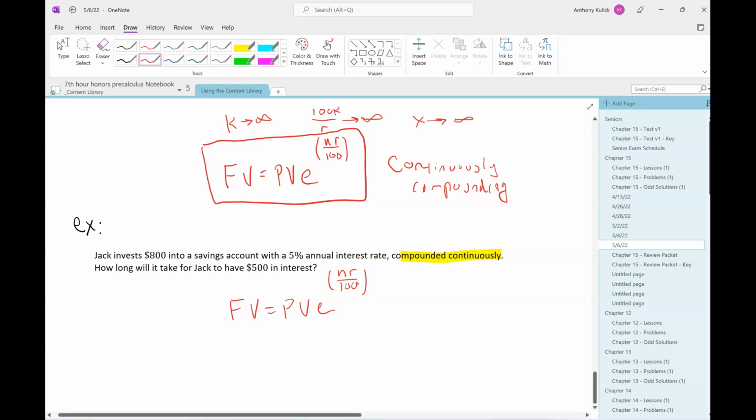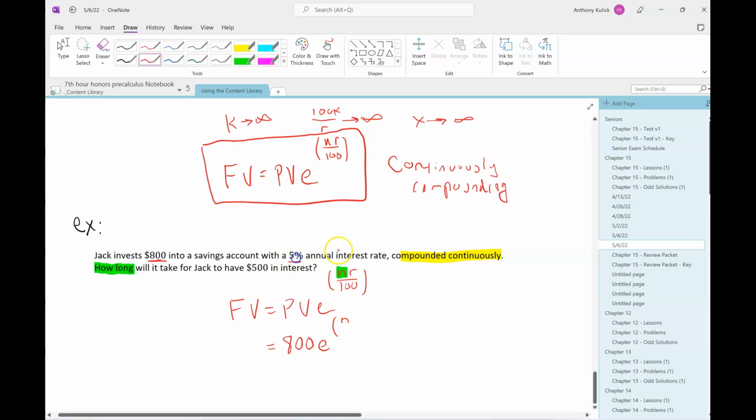Okay. And then which of these parameters am I going to be interested in solving for? What was the question asking me to solve for? How long? So n, yes, very good. So that's what we're going to be solving for. Everybody cool? All right, so let's start filling stuff in. Where does the 800 go? That is the present value. Very good.